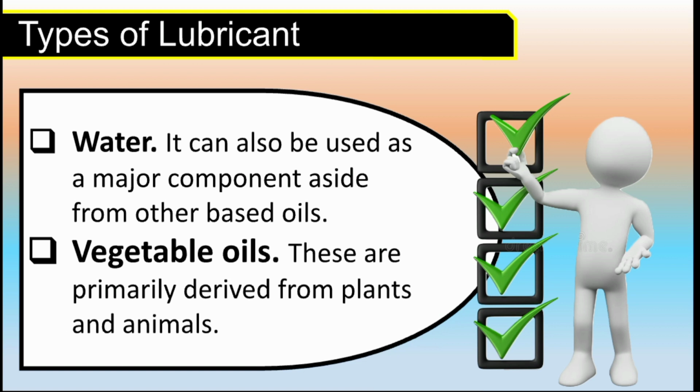Next is we have water. It can also be used as a major component aside from other base oil. And we have also the vegetable oil. These are primarily derived from plants and animals. So those are the three types of lubricants.